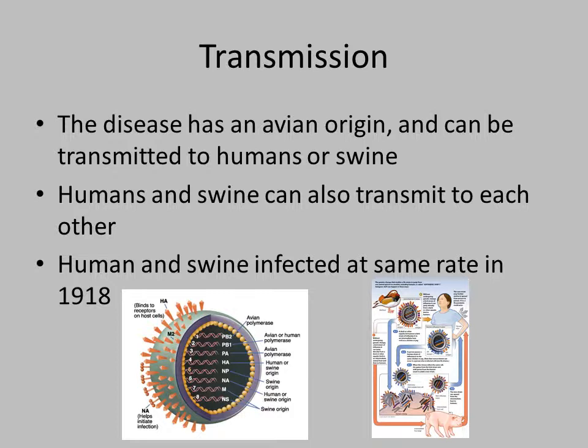The main carriers of H1N1 are birds. From there, the disease is transmitted to humans and swine, who can intertransmit to each other. Humans and swine were actually infected at the same rate in 1918. The transmission cycle is pictured below.